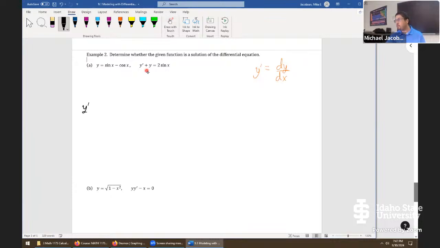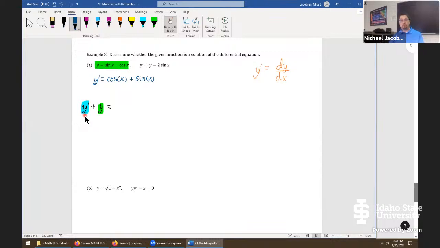Y prime plus y, and just start calculating things. If this is your y, then we do have a y prime. Let's calculate right down below so we can plug it in down here. Y prime is the derivative of sine, which is cosine, plus the derivative of negative cosine. With all the negative signs, that turns into positive cosine, positive sine. So that's what's going inside here for y prime. For y, that's just the original function since it has no derivative sign on it.